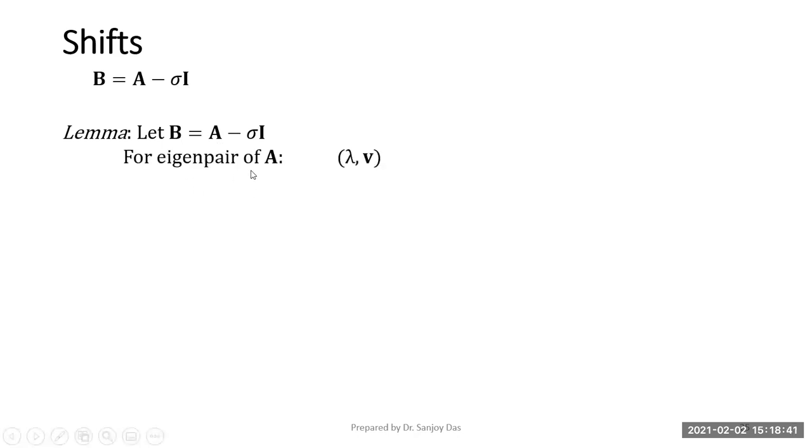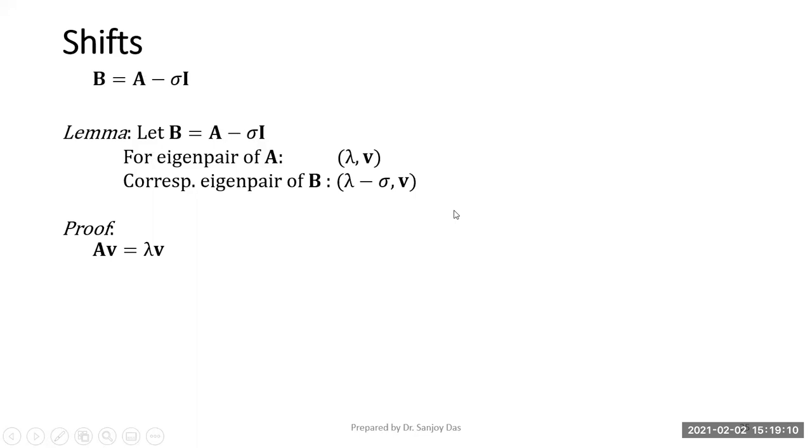For eigenpair lambda, V of A, what will be the eigenpair of B? I just told you that the eigenvalues will shift. The eigenvectors won't be affected by the shift operation. So lambda minus sigma and V will be the corresponding eigenpair of B.